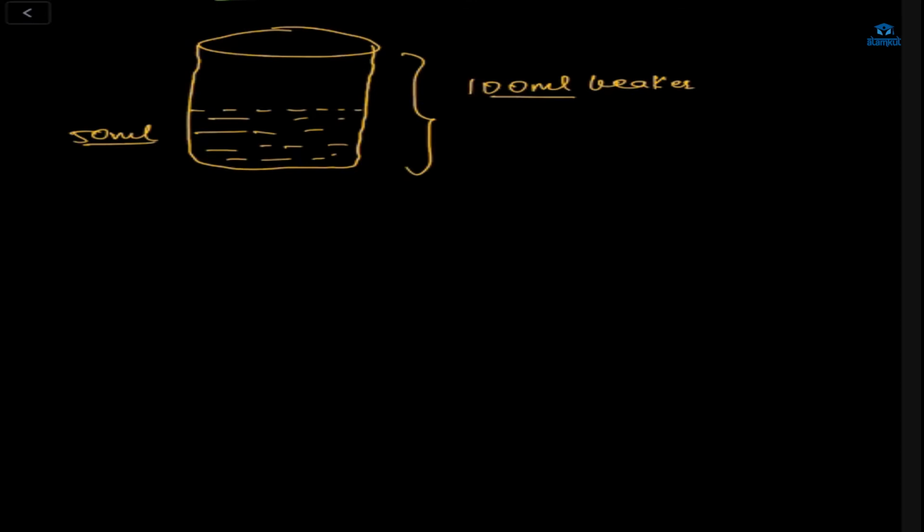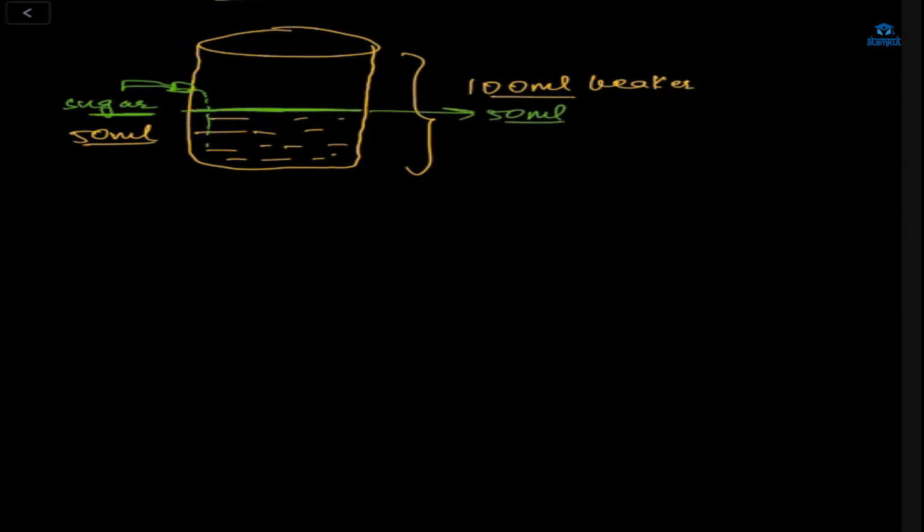Now let me add this. Let's say this is my spoon and I am pouring the sugar in it. This is my sugar. So we will observe that the level of the water is the same. If we put the sugar in the water, my level is still this only, this 50 ml only.